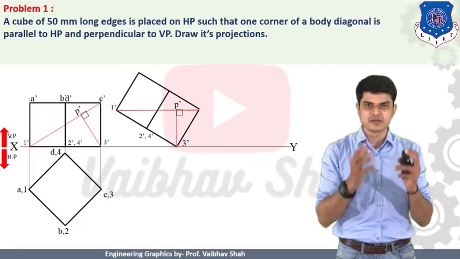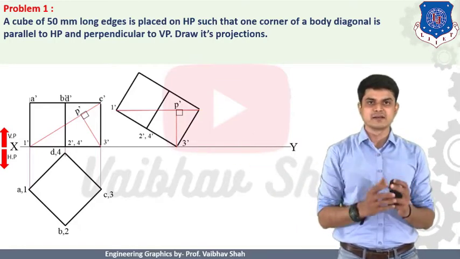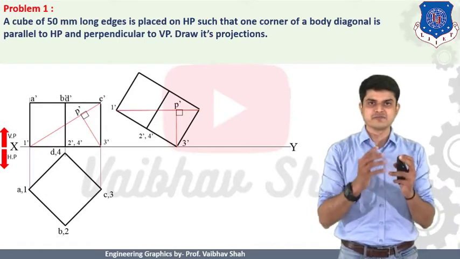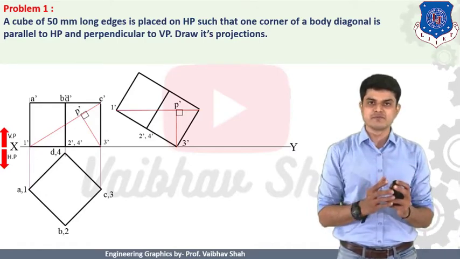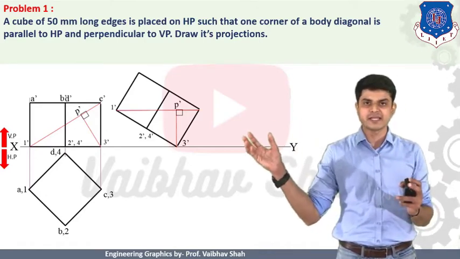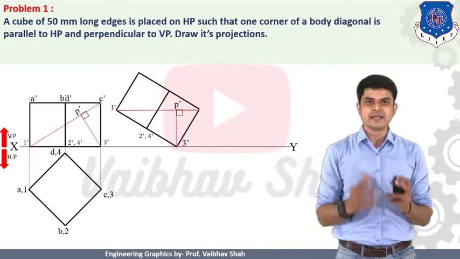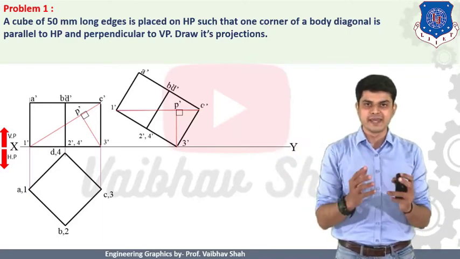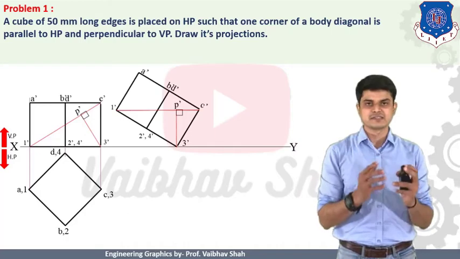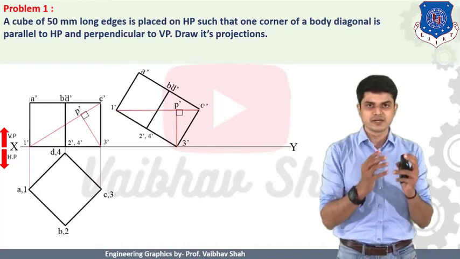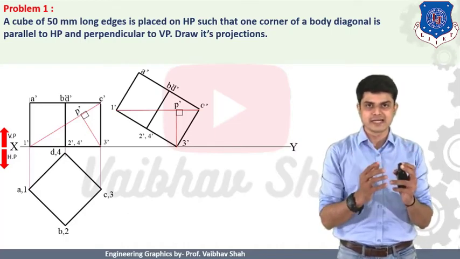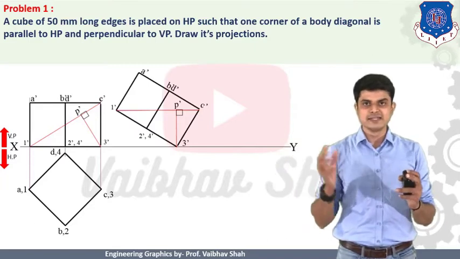So this figure redrawn in this manner will give my second stage front view. After getting this front view, you should define these points by 1 dash, 2 dash, 4 dash, and 3 dash, and you should define the top points by A dash, B dash, D dash, and C dash. So once again, what we have done is we have first defined the body diagonal by the 1 dash, C dash line.